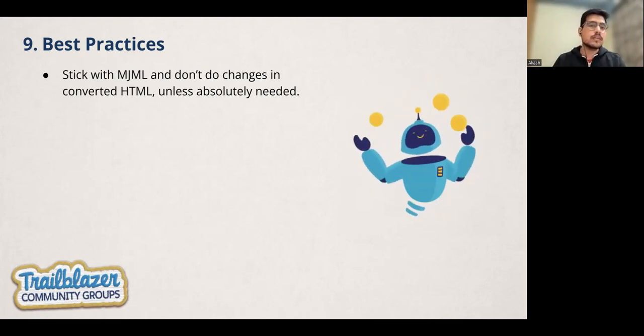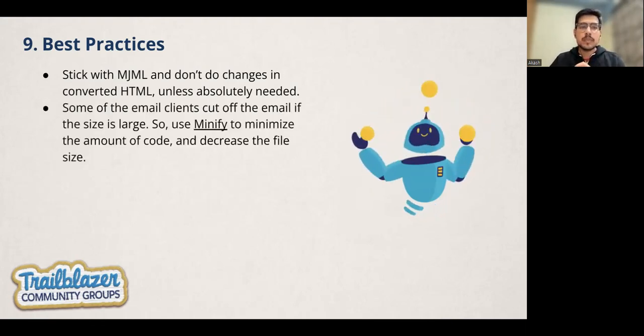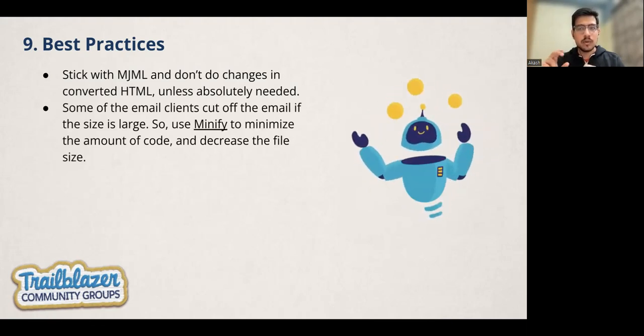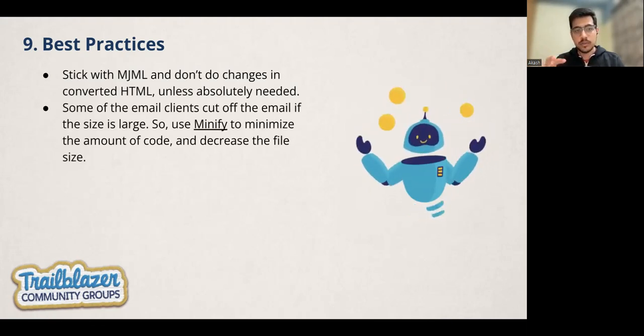Okay. The second best practice is that some of the email clients cut off your email if the email size is too large. Okay. So for Gmail, I think the limit is 102 KB. So if you exceed that limit, Gmail will clip your email. Okay. Now, because of that, you might end up having two issues.